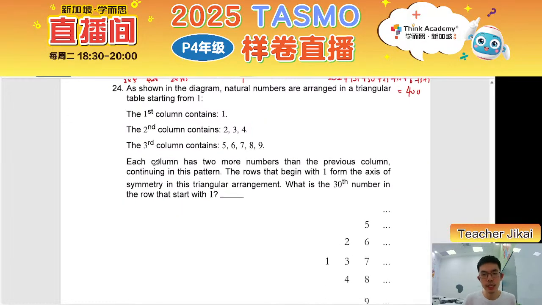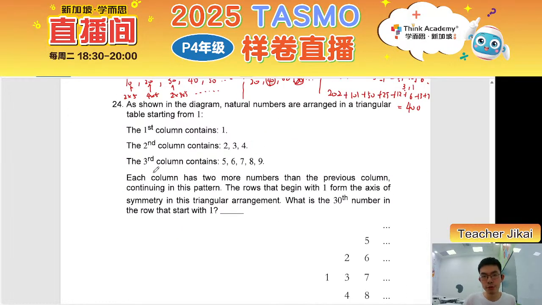Okay, and now we have question 24. We have a number table again. The first column contains 1, the second 2, 3, 4, the third 5, 6, 7, 8, 9.